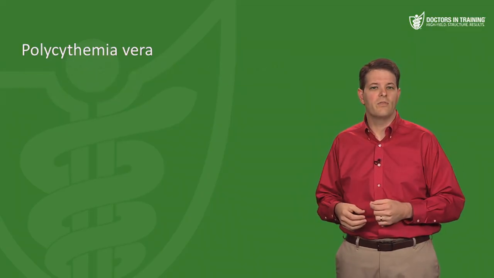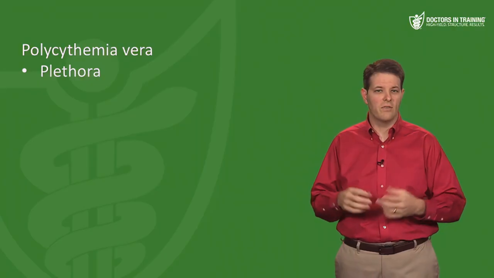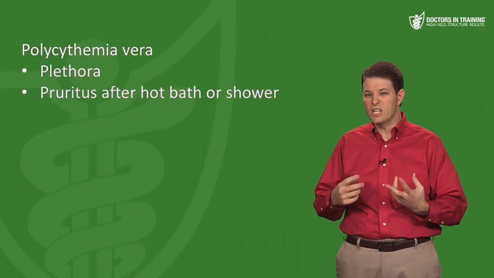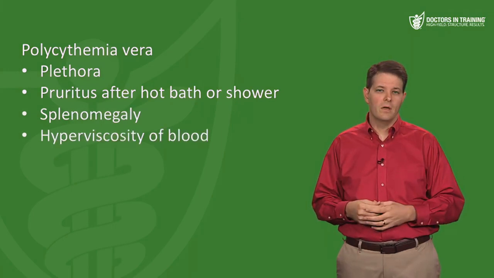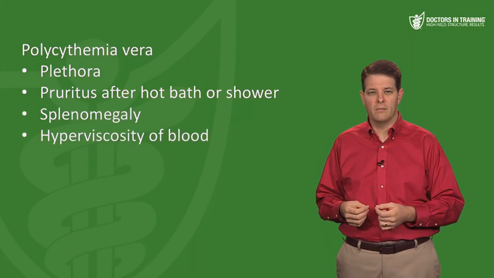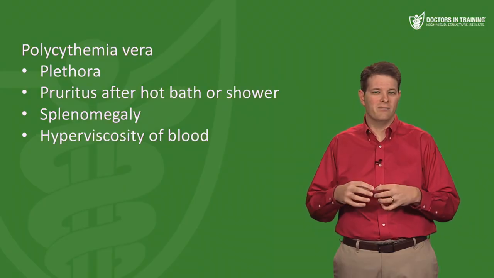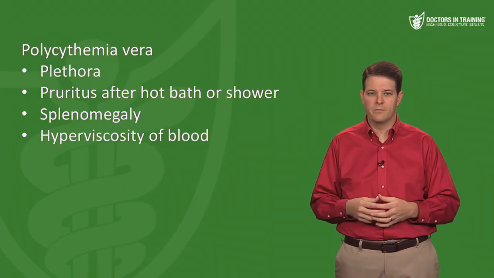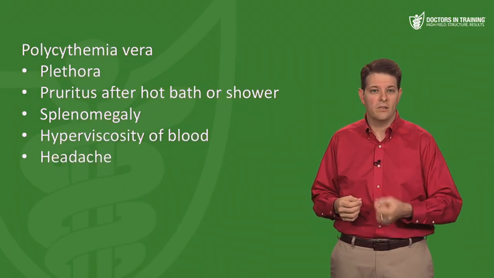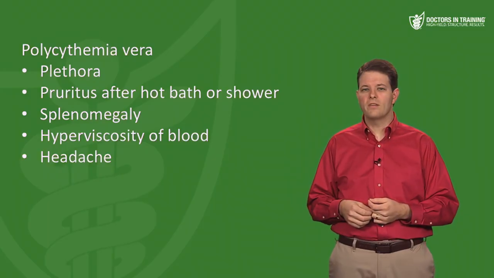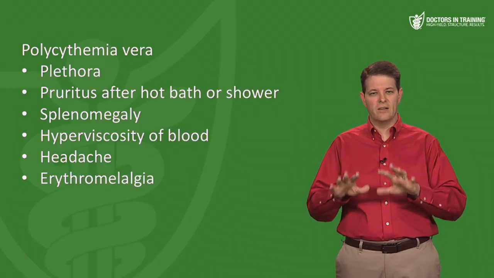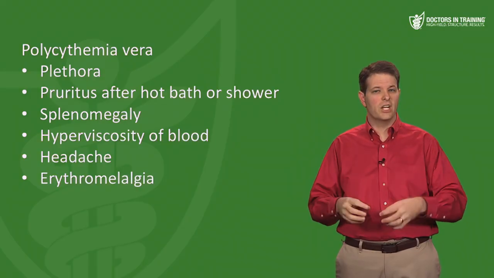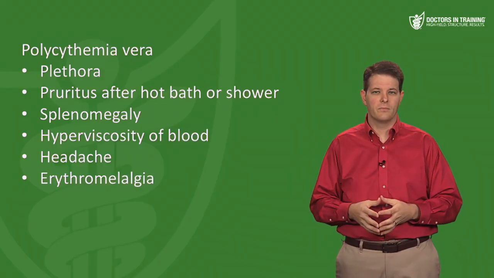Polycythemia vera is associated with findings of plethora, which is a reddening of the face, pruritus or itching, especially after a hot bath or hot shower, splenomegaly, and hyperviscosity of the blood, because all those extra red cells make the blood hyperviscous and sludgy. These patients can have headache due to sludging of the blood. They can also have a rare symptom called erythromelalgia, where the hands or feet get red and swollen and painful because of sludging and clotting in the extremities.